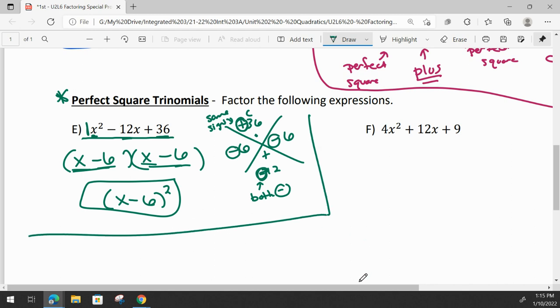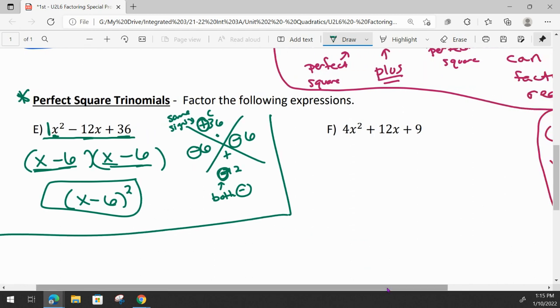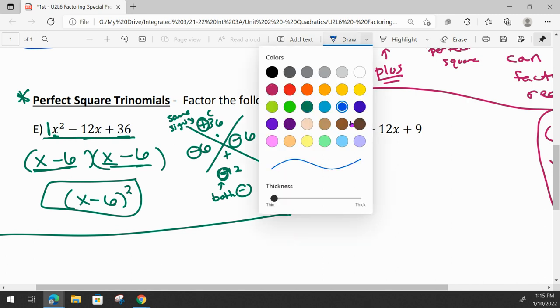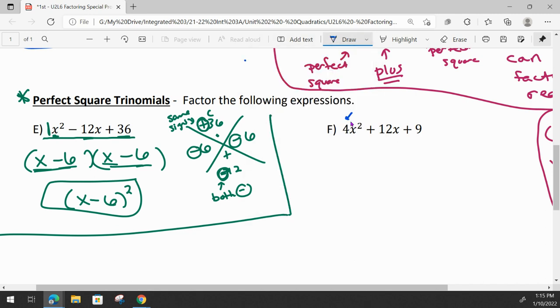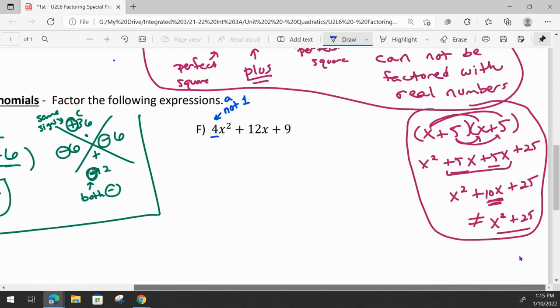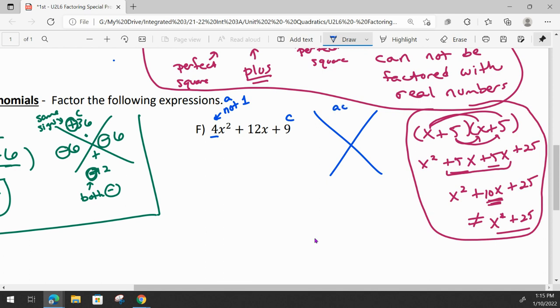Okay, so now let's look at one that has a number in front. So your a value is not 1. So if your a value is not 1, then you're going to use that AC method that we learned about last week. So we take your a value times your c value, and you get a positive 36 again.